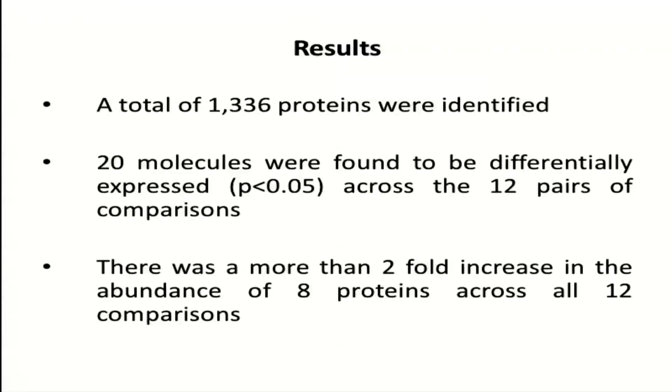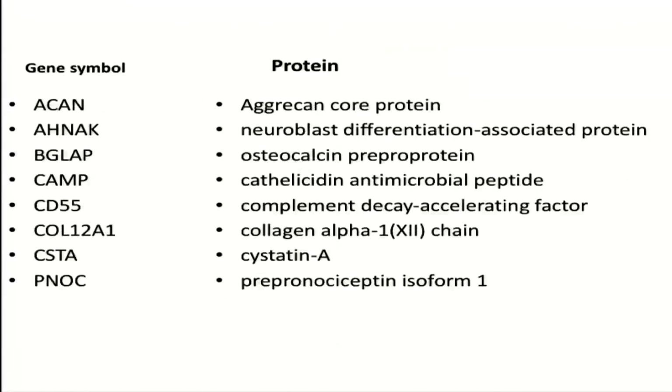20 molecules were found to be differentially expressed across 12 pairs of comparisons. By 12 pairs, I mean 4 ROP samples and 3 controls. Each one was compared against each of the controls. So ROP1 to control 1, ROP1 to control 2, ROP1 to control 3. So you had 12 comparisons, which by itself is a self-validating process. There was more than a 2-fold increase in the abundance of 8 of these proteins across all 12 comparisons. So these are potential biomarkers for us.